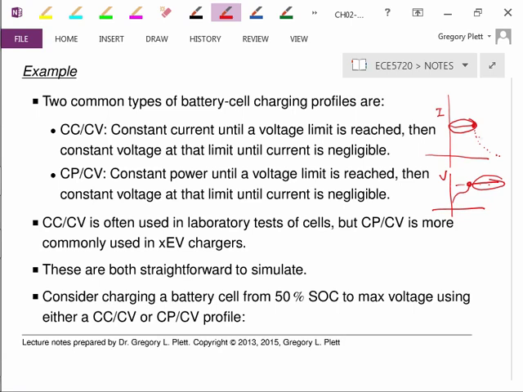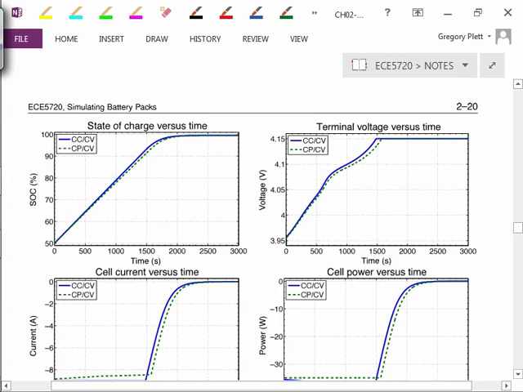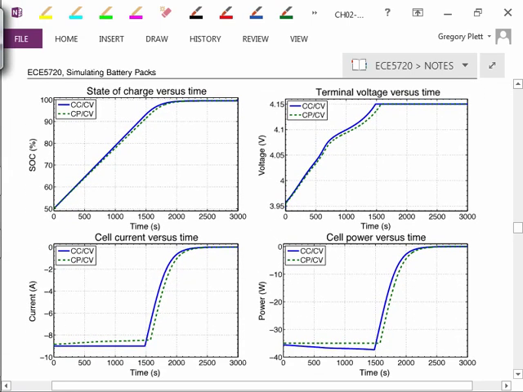They're quite straightforward to simulate now. What we're going to do is consider that we have a battery cell that's initially at a 50% state of charge, and we would like to charge that cell to a maximum given voltage using either a constant current, constant voltage, or a constant power, constant voltage profile, just to look at what happens. I have some code below. We'll look at that in a minute, but let's look at the results first.